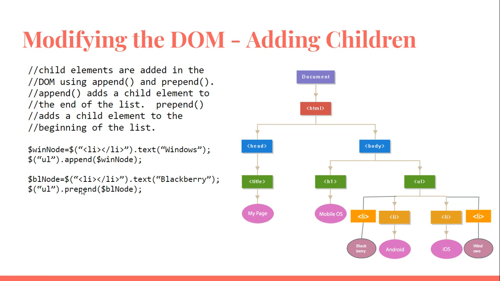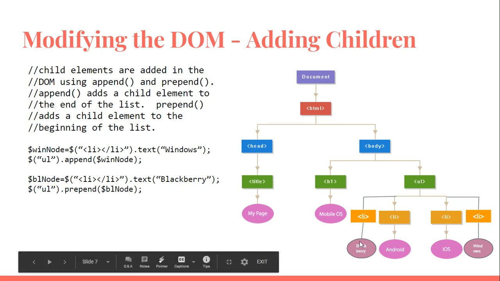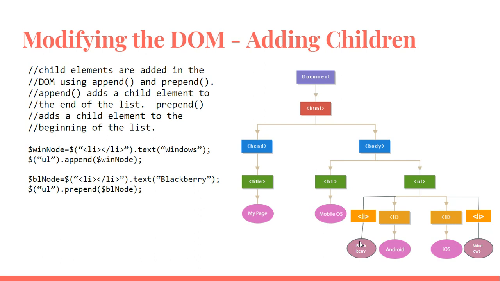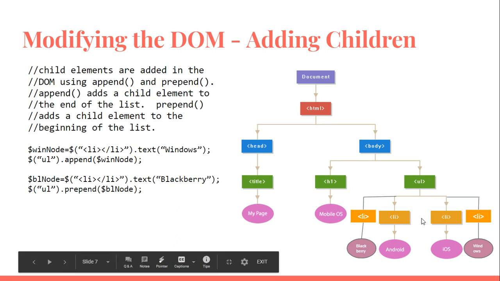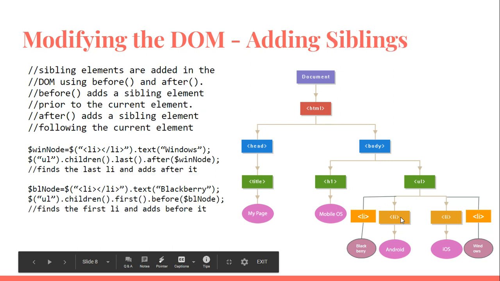Alternatively, we can prepend. So again, I'm making a new li, and this time with text BlackBerry. And I'm going to go find my UL element, and I'm going to prepend that node, and prepend makes it a first child. When we're adding children, our only options are to add first with prepend or add last with append. If we want to add something else in here, then we have to add it as a sibling of one of these li nodes, which is next.